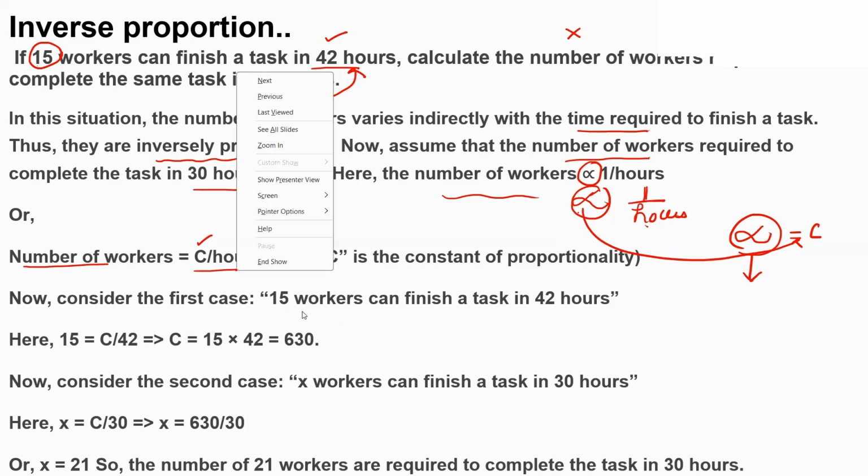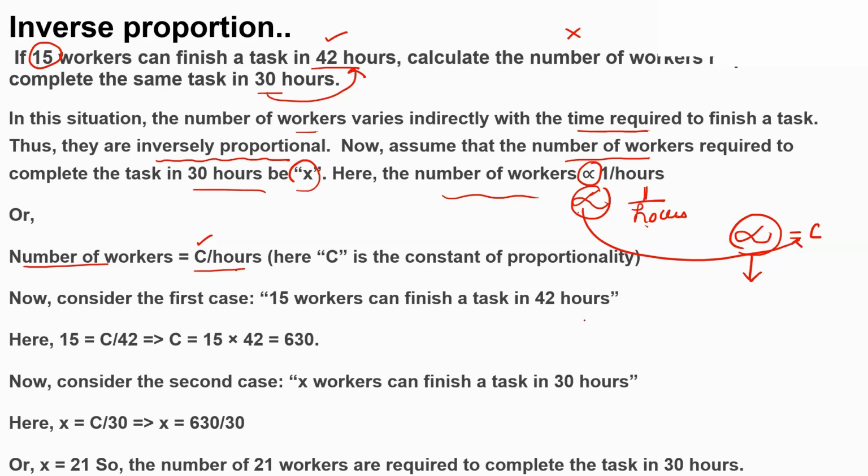Okay, 15 workers can finish the task in 42 hours. 15 workers is equal to C by 42. It means what is my C? Cross multiplication, that's 15 into 42, so that will be 630.